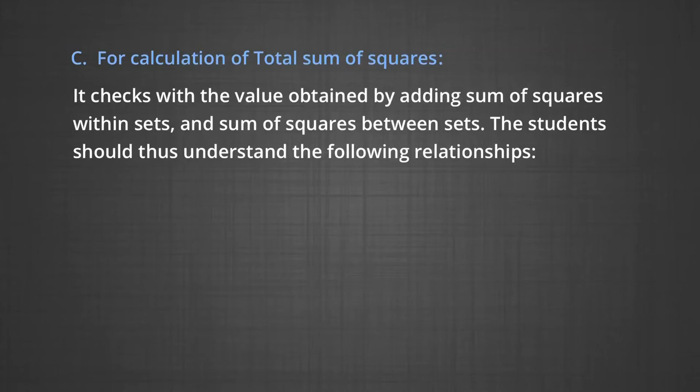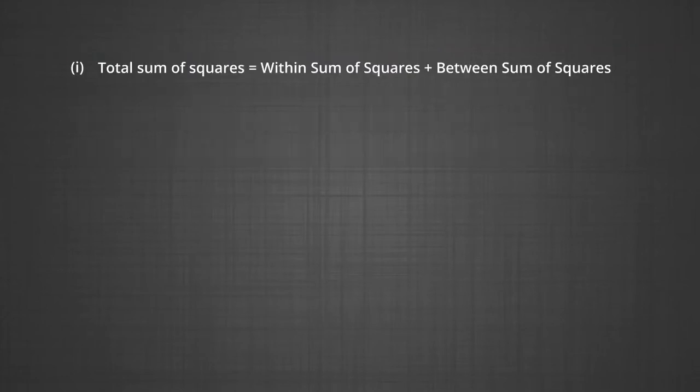The students should thus understand the following relationship. The total sum of squares is equal to within sum of squares plus between sum of squares. Or in symbols, we say SST is equal to SSW plus SSB.